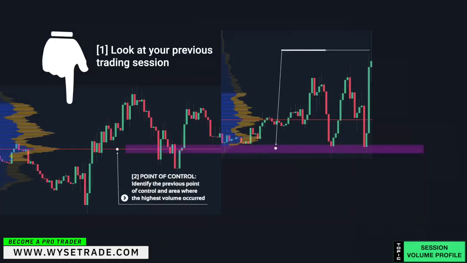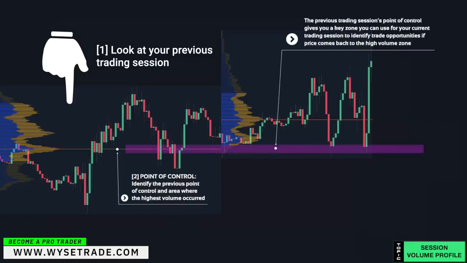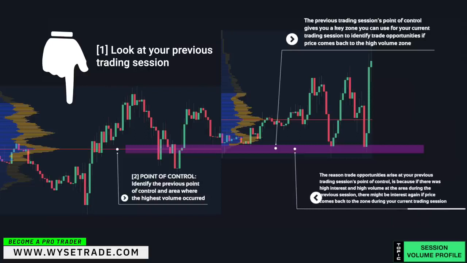The previous trading session's point of control gives you a key zone that you can use for your current trading session to identify trade opportunities if price comes back to the high volume zone. The reason trade opportunities arise at your previous trading session's point of control is because if there was high interest and high volume at the area during the previous trading session, there might be interest again if price comes back to the zone during your current trading session.